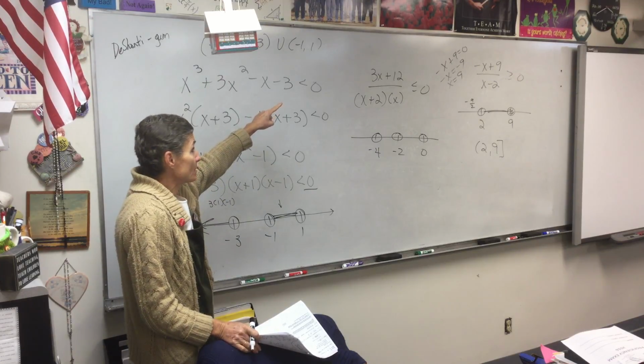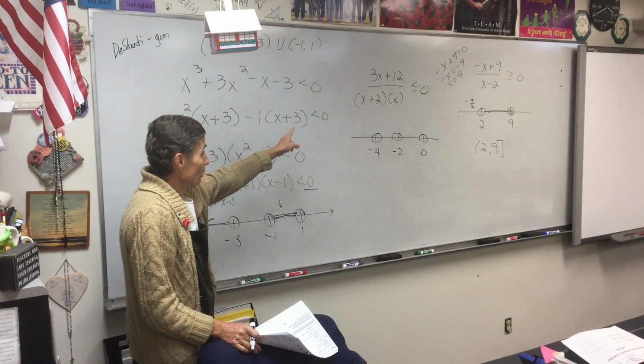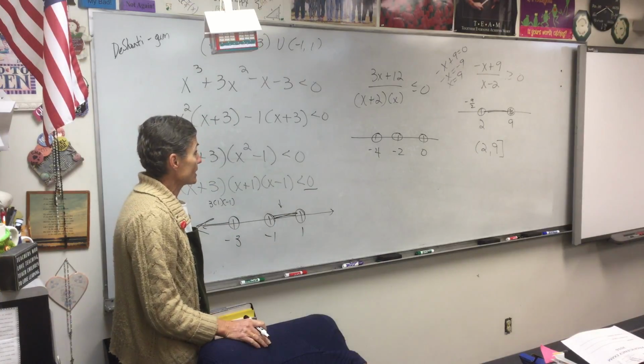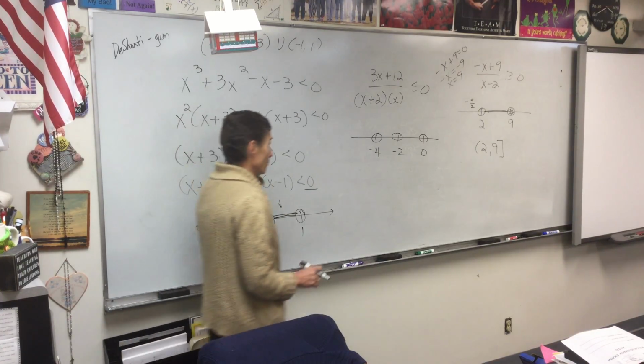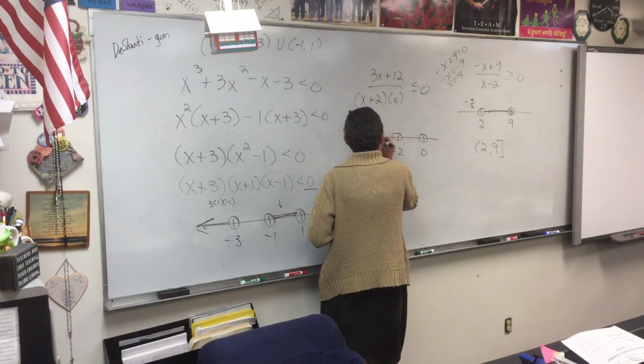-4 makes the top 0. -2 and 0 make the bottom 0. So that's where those dots came from. Any of them colored in? -4. The -4 is colored in. This is an or equal to problem.